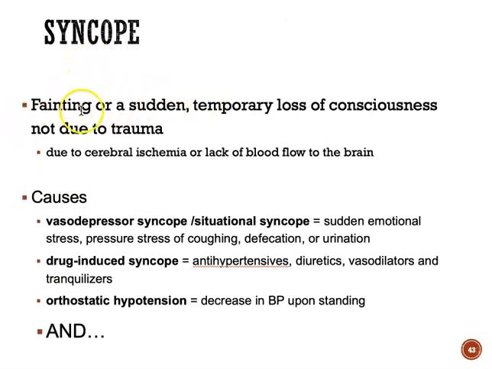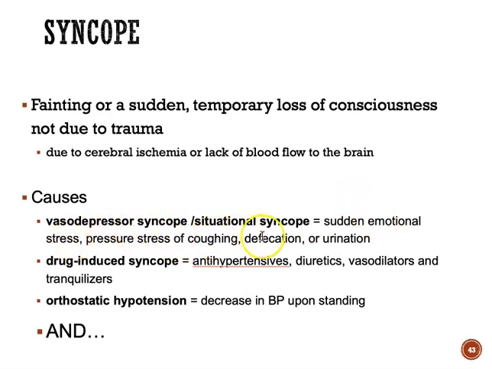Syncope is sudden fainting or loss of consciousness, not due to a trauma. So this is not because you got hit in the head by something. Some other reason, there's a loss of consciousness. Usually it's due to a lack of blood flow to the brain. So one example is called vasodepressor or situational syncope. This is due to sudden emotional stress.